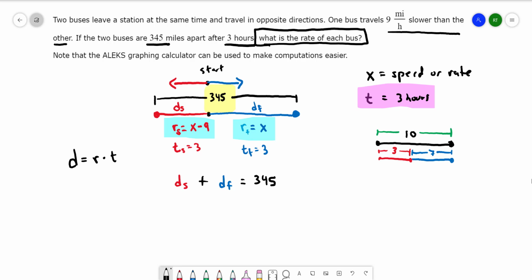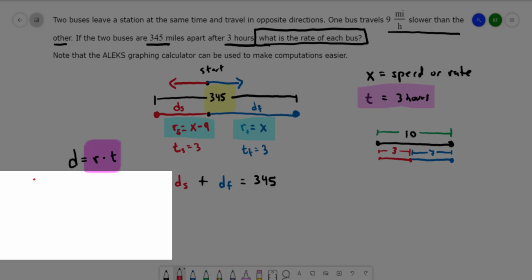So ds plus df. And now the cool thing about this is that now we're going to use that formula, the distance equals rate times time. We're going to use this part. So d of s, let me represent it in the formula so you can see. So we know the distance of the slower one is equal to rate times time. And then the distance of the faster one is also equal to rate times time. And don't forget that we need the rate of the faster one here and the time of the faster one. And this is the rate of the slower one and the time of the slower one.